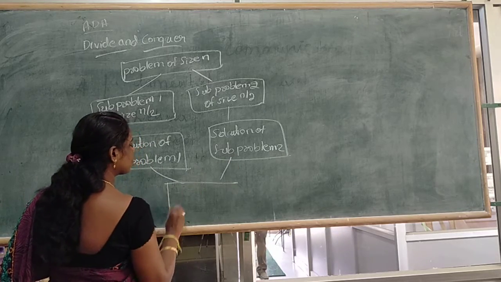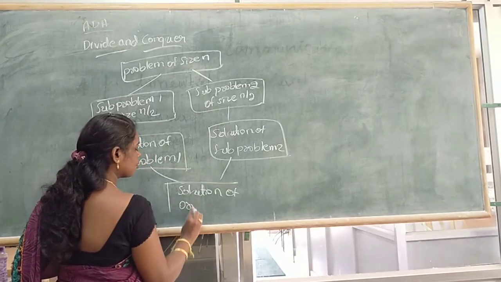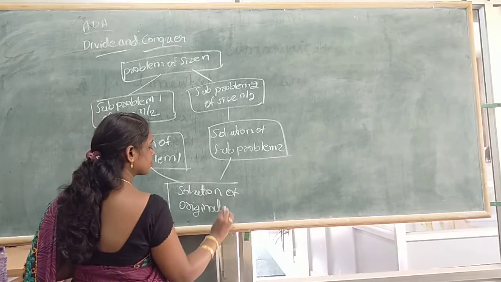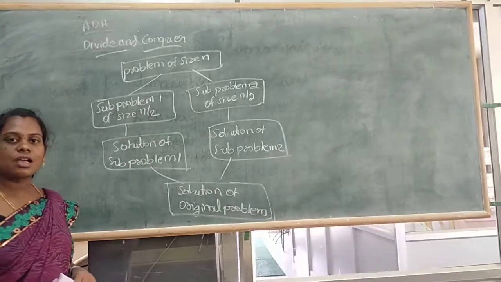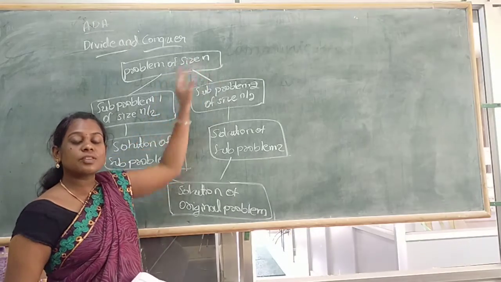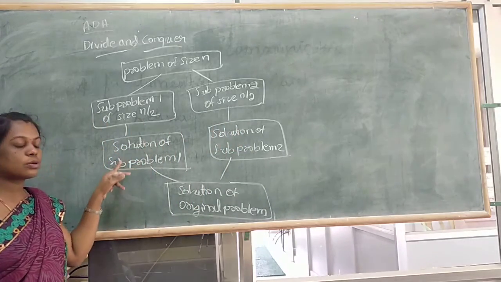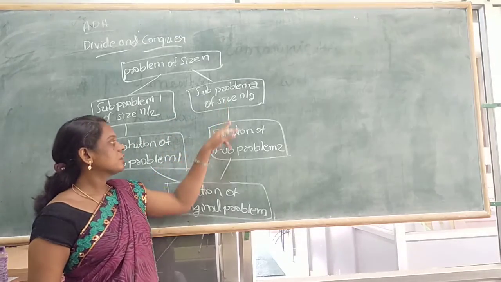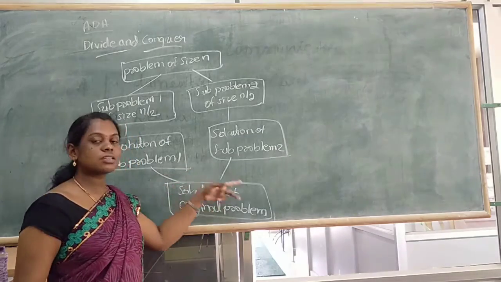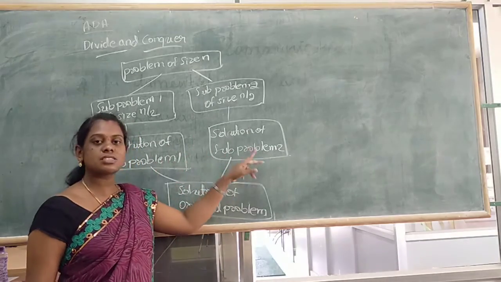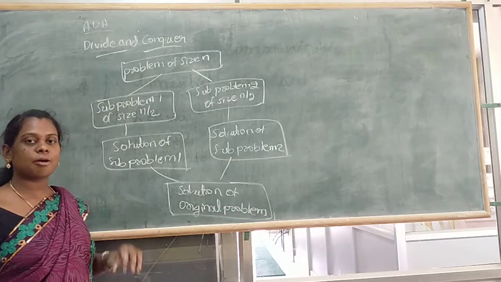So next you combine them to get the solution of the original problem. The size n problem is divided correctly into n by 2 and n by 2. After that you find the solution of sub problem 1 and then the solution of sub problem 2. After that you combine the solutions of sub problem 1 and sub problem 2. At last you get the solution for the original problem.